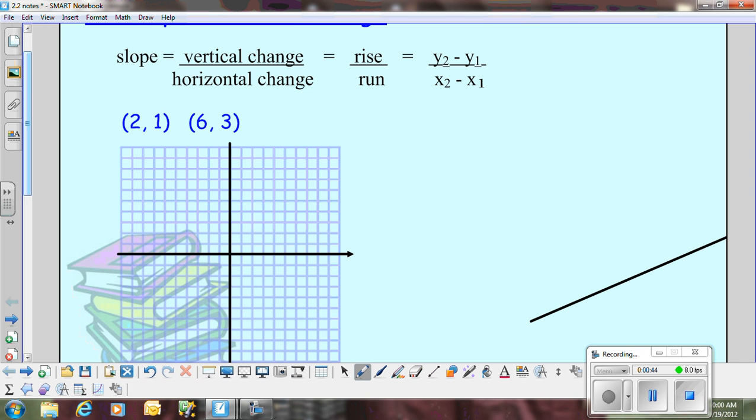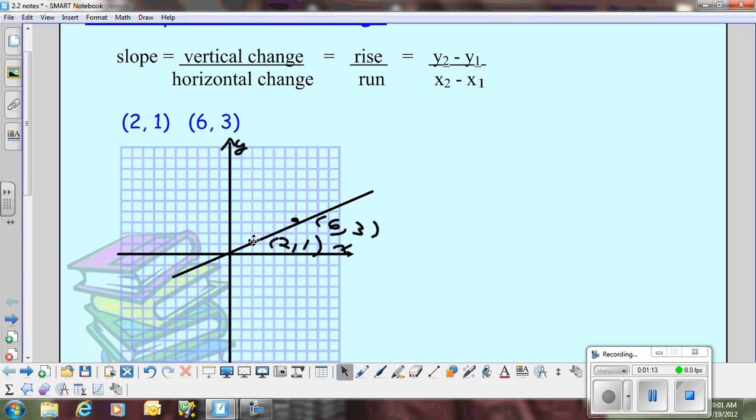If I have 2 points, (2, 1) and (6, 3), I'm going to plot those on my little graph here: (2, 1) and (6, 3). Connect them. Label my x and y axis here. I'm going to draw a line between the two. Don't forget to put arrows on either end of your line.